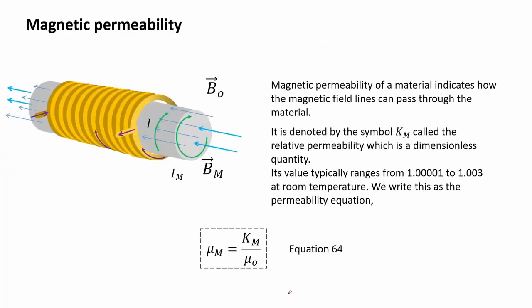Magnetic permeability of a material indicates how the magnetic field lines can pass through the material. It indicates how much magnetic flux can pass through the material, and this depends on the type of material, temperature, and other factors. It is denoted by the symbol Km, called the relative permeability, which is a dimensionless quantity. Its value typically ranges from 1.00001 to 1.003 at room temperature. We write this as the permeability equation 64.